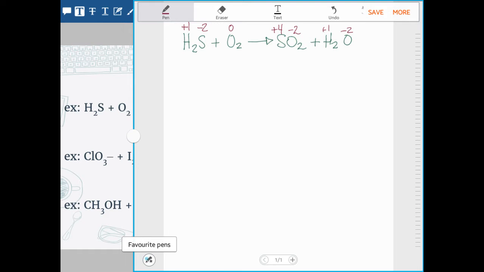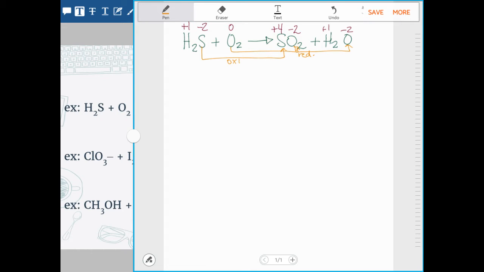So what I see here is that sulfur goes from a -2 to a +4. So -2 to +4 means it's losing electrons. If it's losing electrons, this is oxidation. Okay, and I see that oxygen goes from 0 to -2 and to -2. Again, it doesn't matter if this shows up twice. However, I see that I'm gaining electrons, which means I'm reduced.